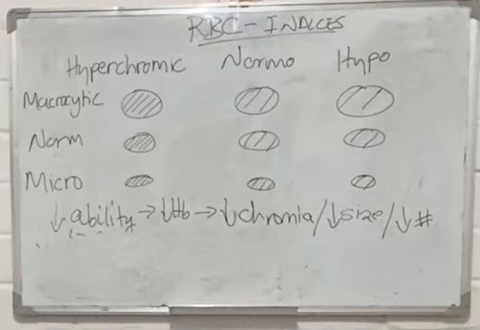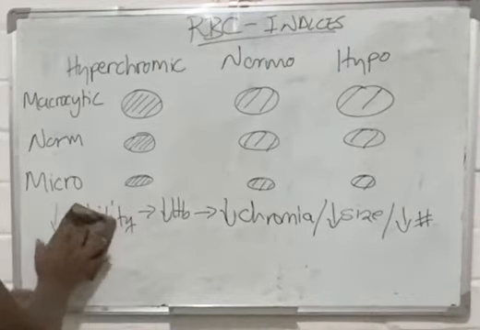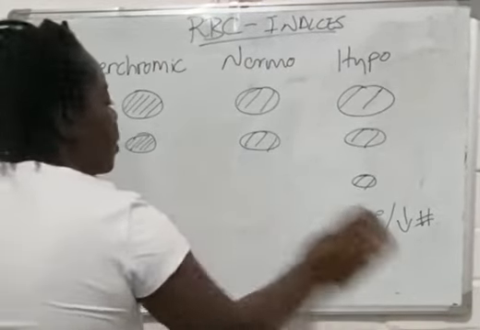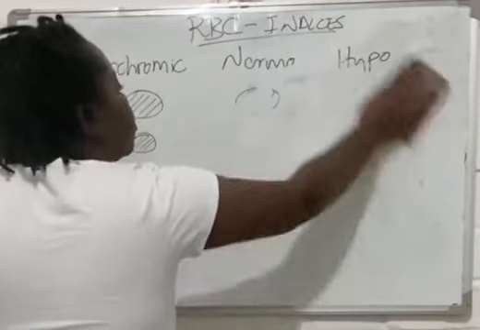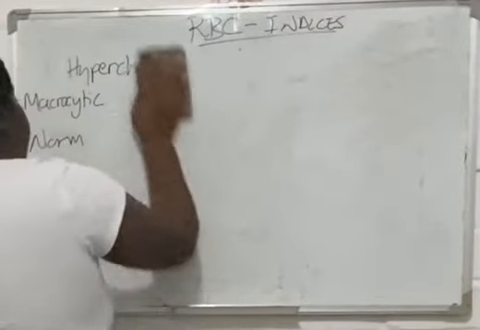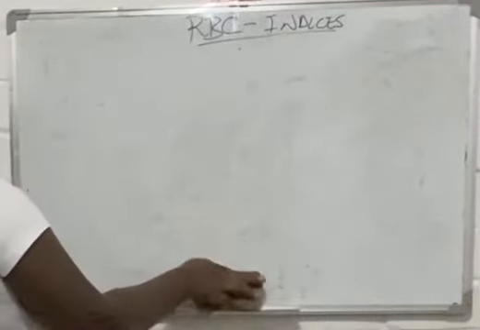we cannot just go about mentioning that these are hyperchromic or normochromic. We have to use numbers, and numbers help us to determine things more specifically. So, what numbers do we have in the description?